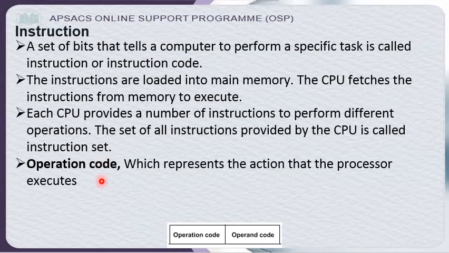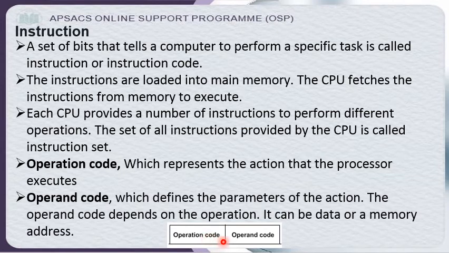The first one is the operation code. Instructions are divided into two parts. One is the operation code, which represents the action or what execution will be performed. The operation code is what operation is required to be performed by the microprocessor to execute the instruction. The second one is the operand code, which defines the parameters of the action. The operand depends on the operation. It can be data or a memory address.